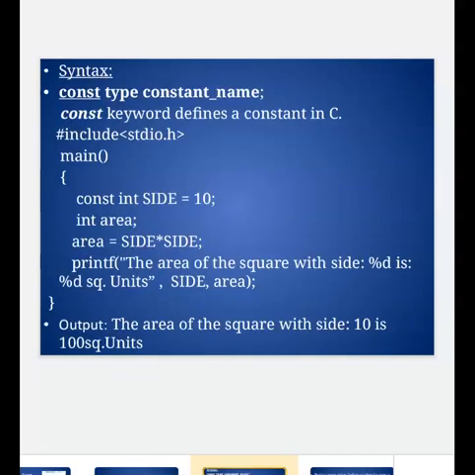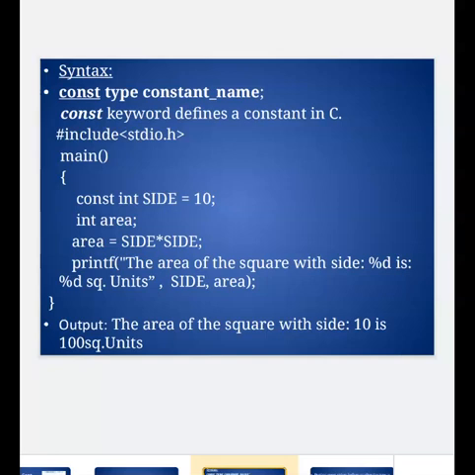CONST is the keyword which defines a constant, and the type is the type of the constant, whether it is an integer or a character or a float, and then the constant name. As I said, the constant name is generally represented in uppercase letters.